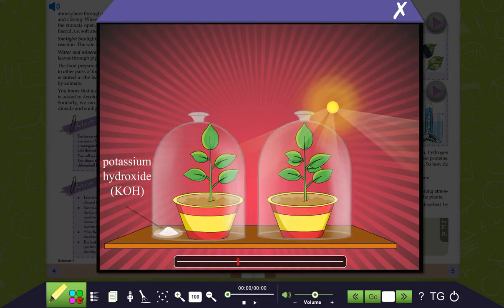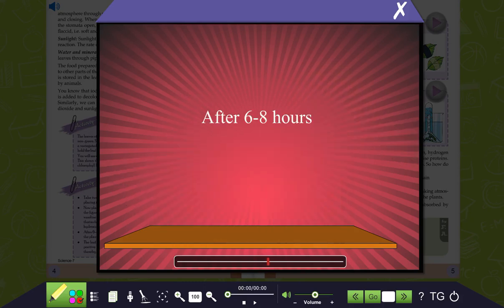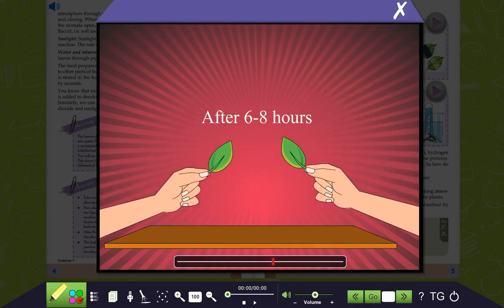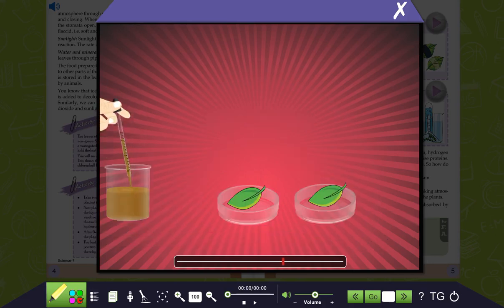Put potassium hydroxide, KOH, inside the setup A. Use Vaseline to seal the bottom of the jars to ensure that no fresh air can enter the jars. After 6 to 8 hours, pluck 1 leaf each from both the plants and test them for starch.